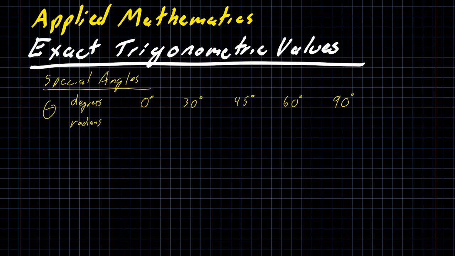In radians, you can go and do the conversion. This is 0, pi over 6, pi over 4, pi over 3, and pi over 2.